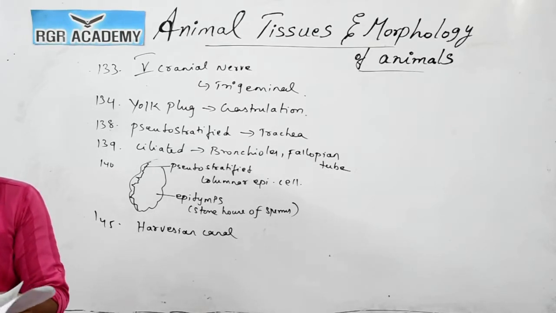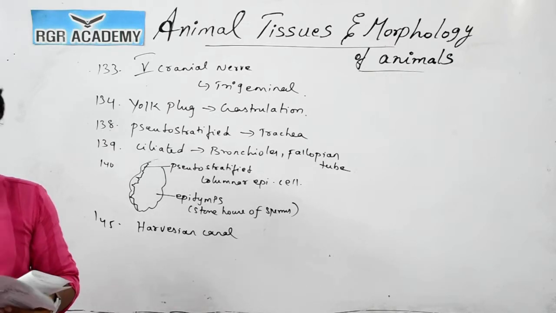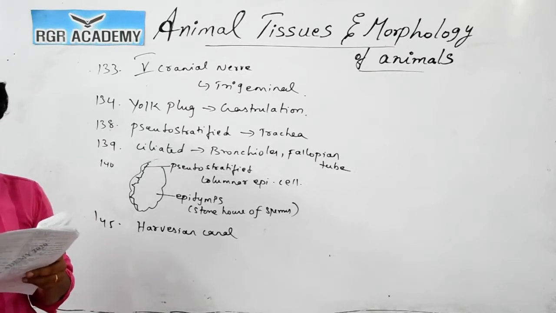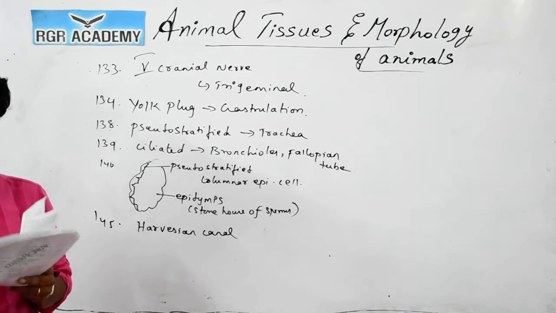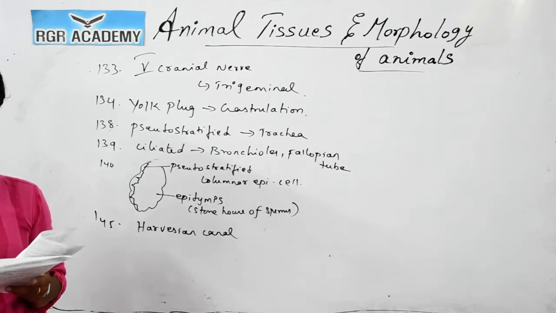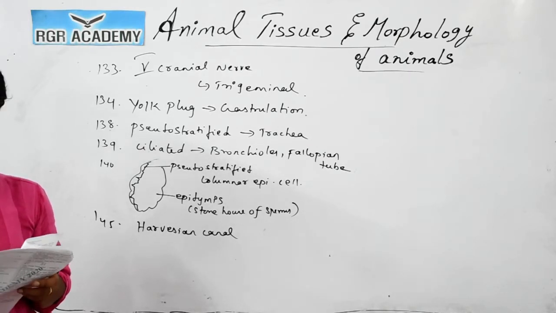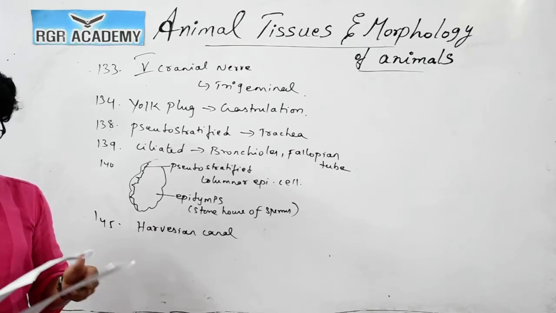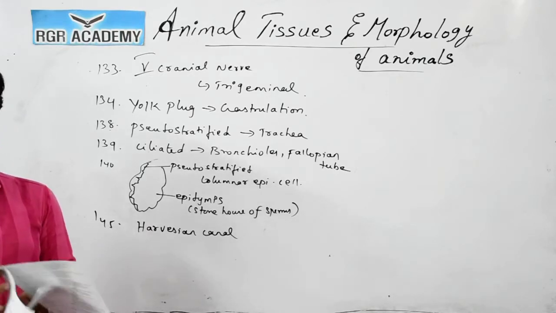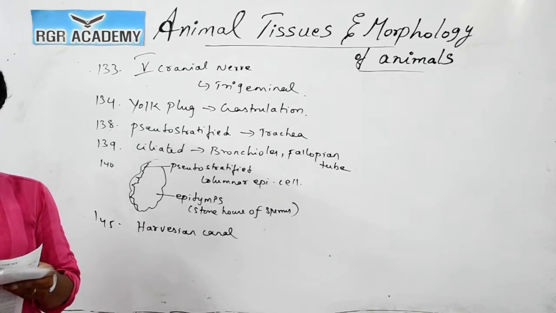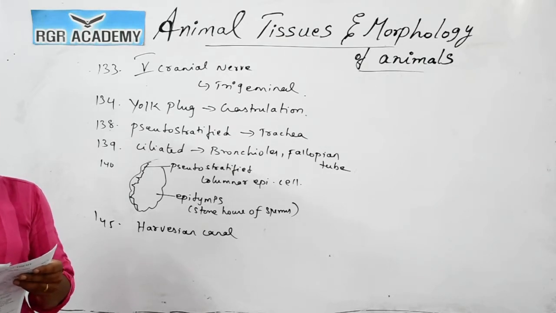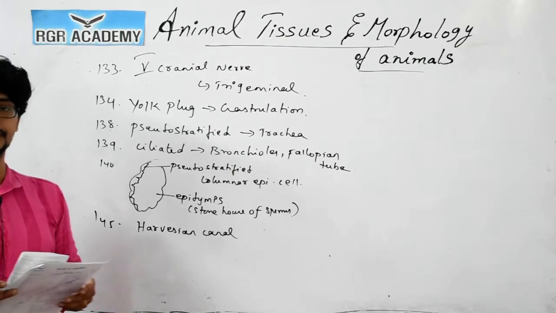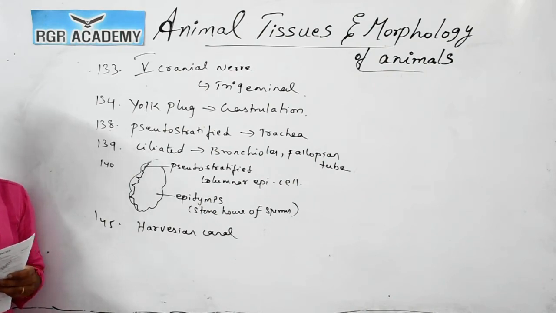Question number 147. Find the wrongly matched pair. Cartilage with areolar tissue is incorrect, because cartilage is a soft skeletal tissue which forms the endoskeleton of the vertebrates. So, option 4 is the correct answer for 147. Coming to 148. What is bone mainly composed of? Calcium and phosphorus. So, 3 is the correct answer.